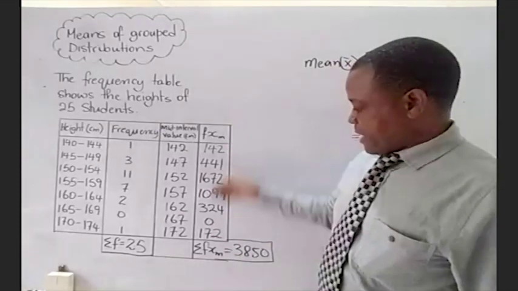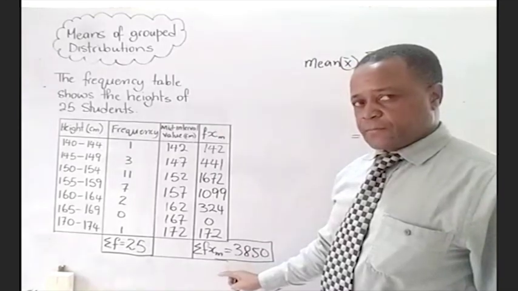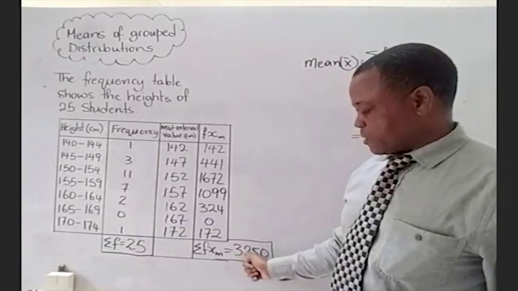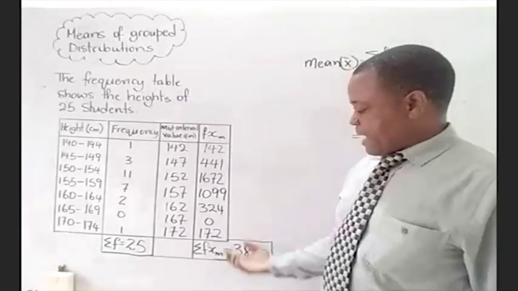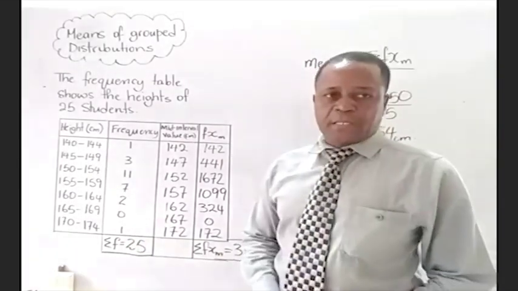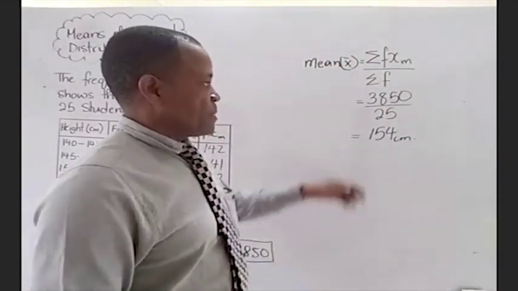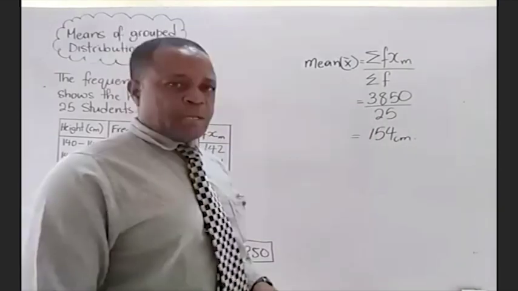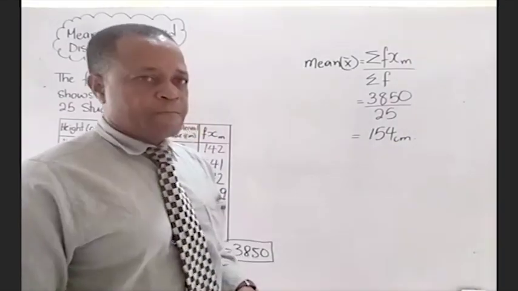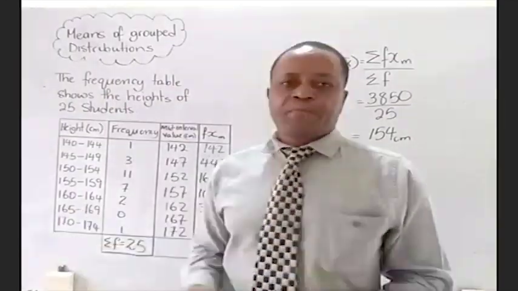All right. Having done that, we now find the sum of our FXM, which gives us 3,850. And that will be divided by the number of students in this particular survey. That's the formula. Here, our estimated mean height would have been 154. Now, that's how we go about finding the mean from the group distribution table.